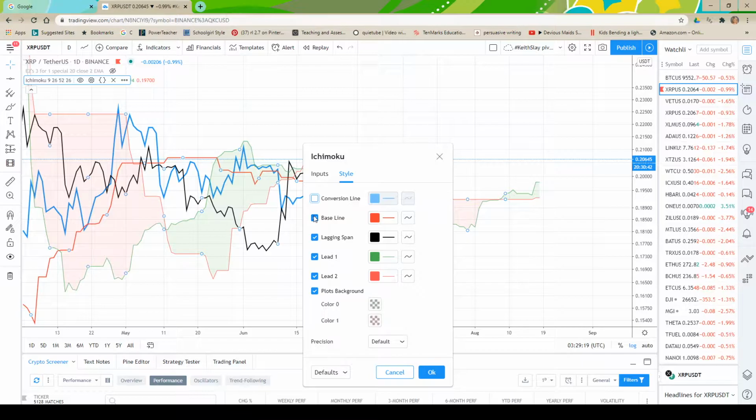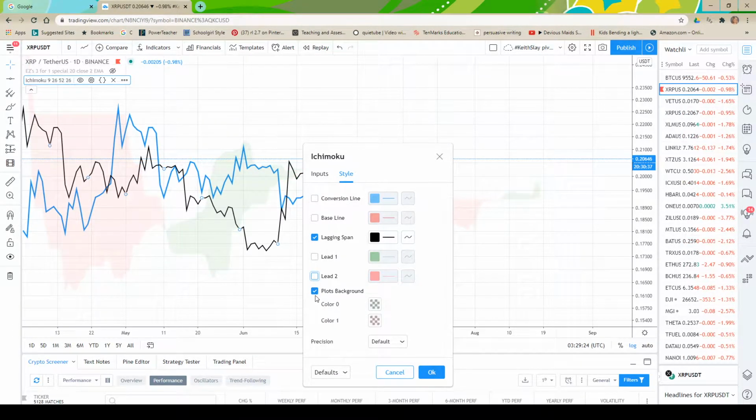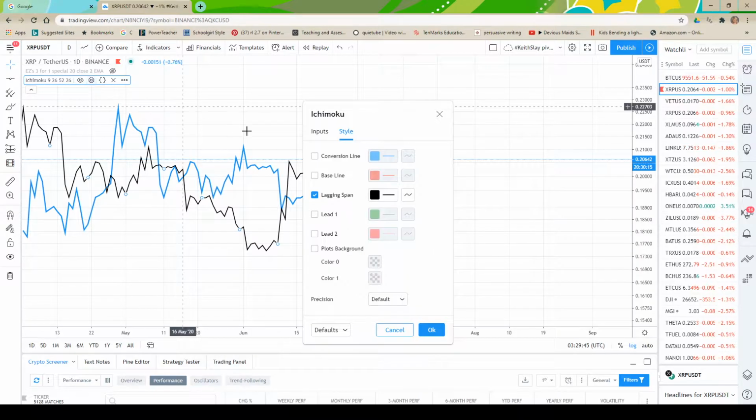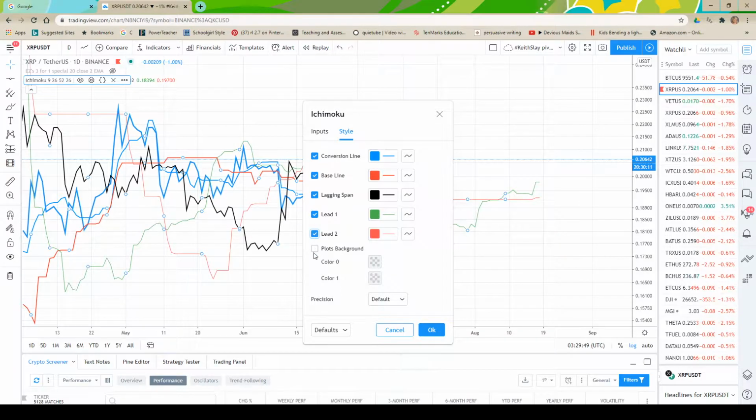I'll take these other ones off. Suddenly, you start to see it. So the candles in a line pattern are the same as the lag in a line pattern. It's just moved back 26 points. Pretty cool. What's the purpose of it? Well, I'll show you what the purpose of it is. Let's put everything back up here: conversion line, baseline, our two clouds, and the plot background of the clouds.